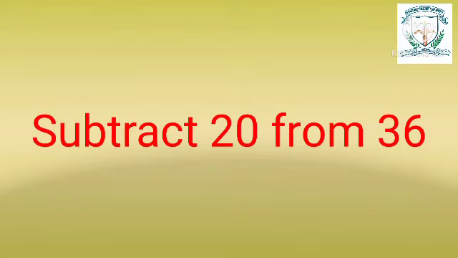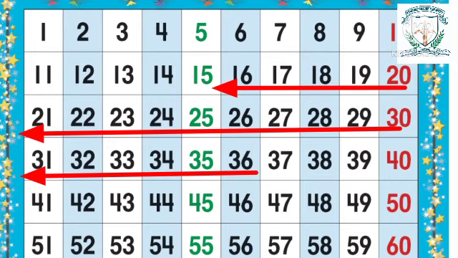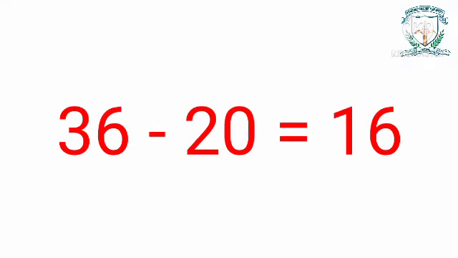Let's see one more example. To subtract 20 from 36, we have to move 20 steps backwards from 36 to reach the number 16. That is 36 to 26, 26 to 16. So, 36 minus 20 is equal to 16.